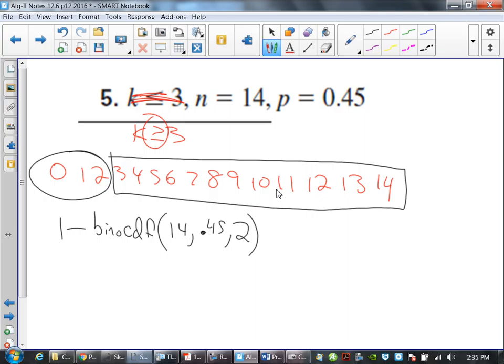So a PDF is for when you have an exact value. A CDF is when you have to count a bunch of the values. You're looking at at least, at most.